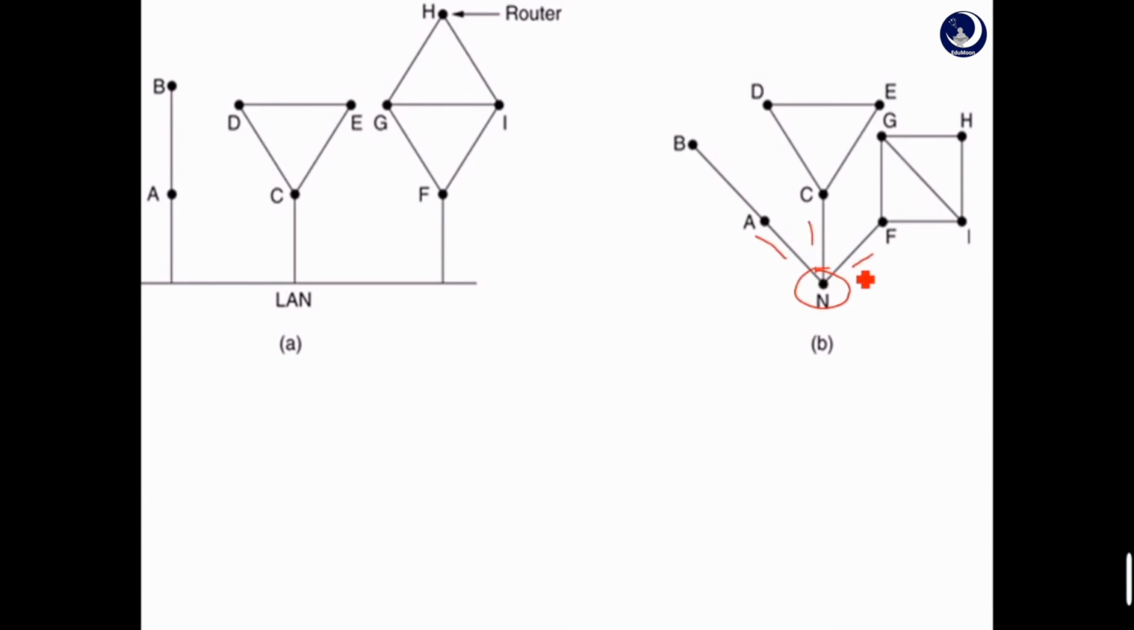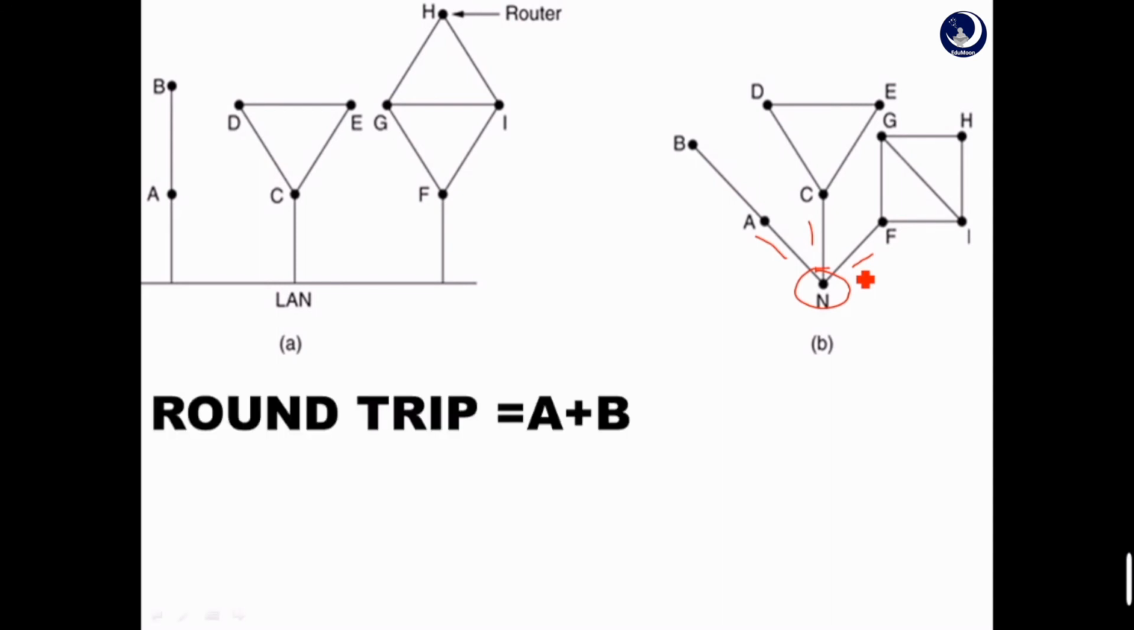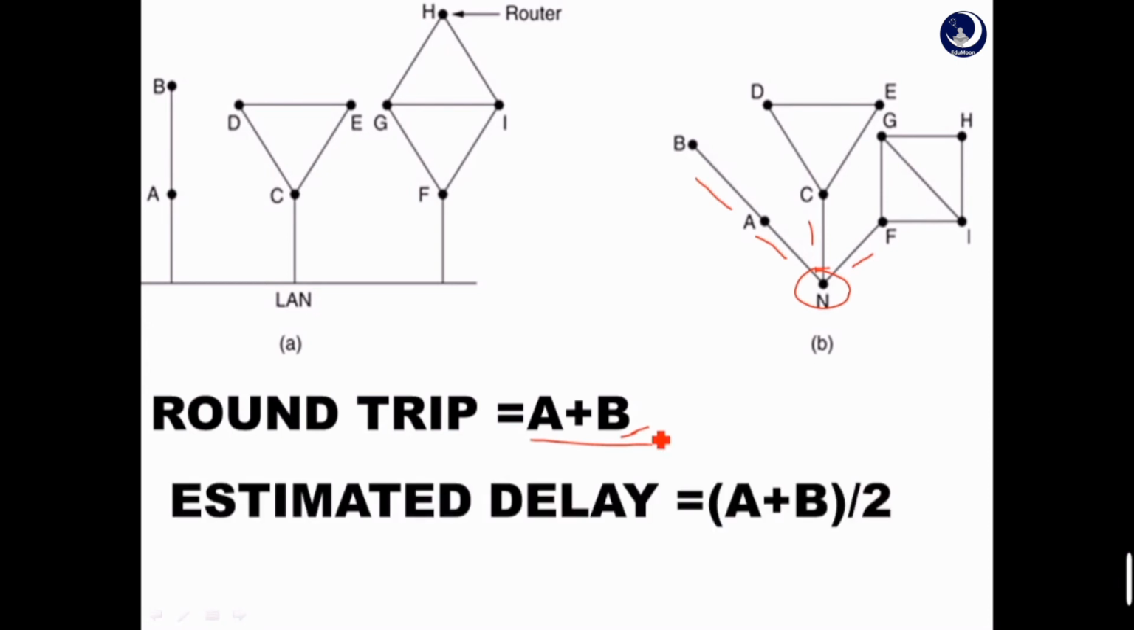Using the response time, we can calculate the round trip time, which is equal to A plus B. Here A is the time required to send the packet and B is the arrival time or the response time. The estimated delay is equal to (A plus B) by 2.